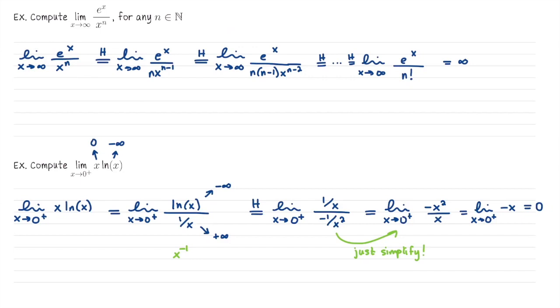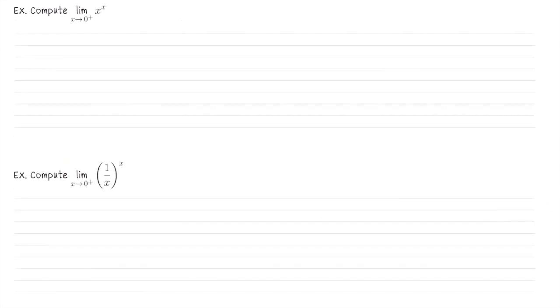So anytime you have 0 times infinity as the type of behavior you're looking at, take a reciprocal and rewrite it as a ratio, and that reduces your problem to a problem of the first type. The final type is more involved. So now let's compute the limit as x goes to 0 from the right of x to the x.